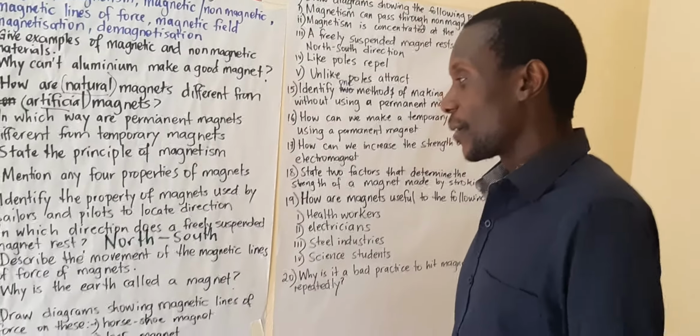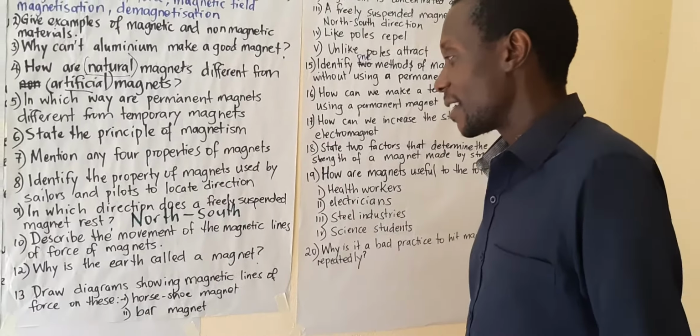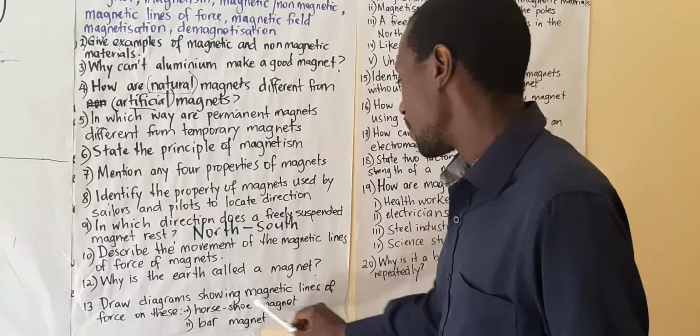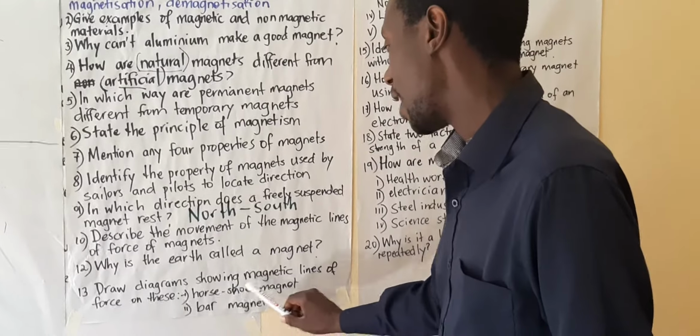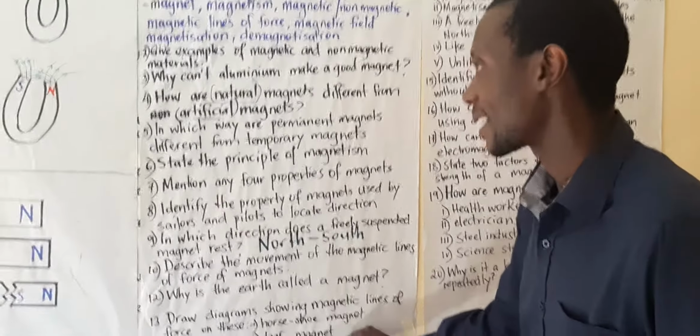Then we move to this part which requires us to draw diagrams. Draw diagrams showing magnetic lines of force of these magnets: a horseshoe magnet and a bar magnet.